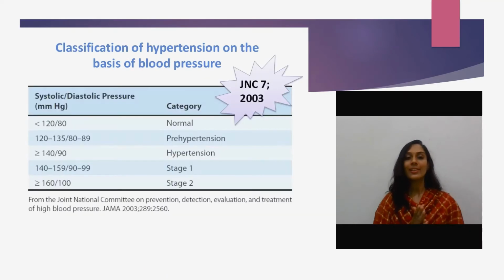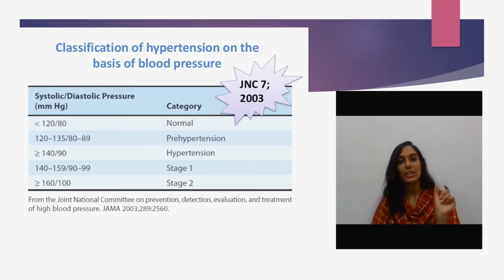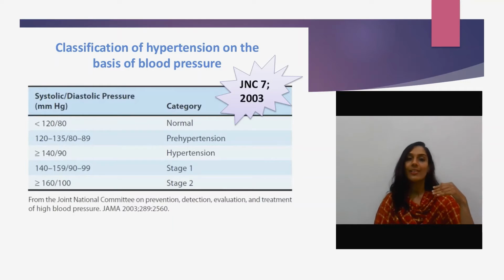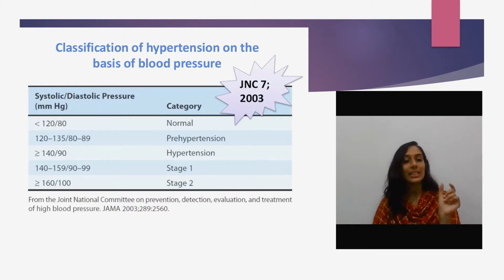The next is classification of hypertension on the basis of blood pressure. As you know, the normal blood pressure of any human being is 120 by 80 mm of Hg. Now, pre-hypertension means there is a slight increase in the level of systolic and diastolic blood pressure, that is, 120 to 135 systolic and 80 to 89 diastolic blood pressure.